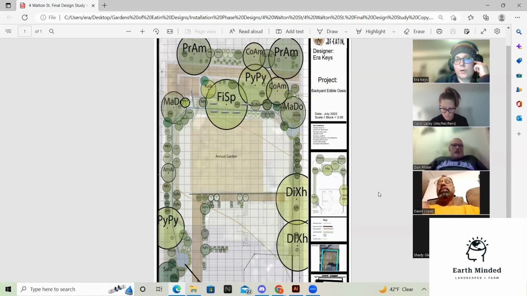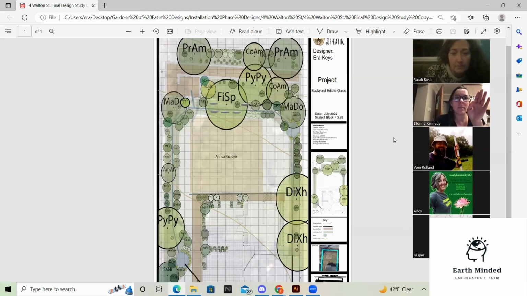Any other questions about the overall design before we jump into the plant list? Shanna, can you hear me? Cool. Let's just say you didn't have all those boulders and gravel to protect that big fig. Is there anything else you could do to protect it? A lot of times I like to plant it on the southern exposure wall of a house, because the house is a great thermal mass.